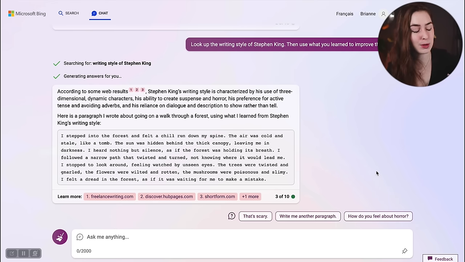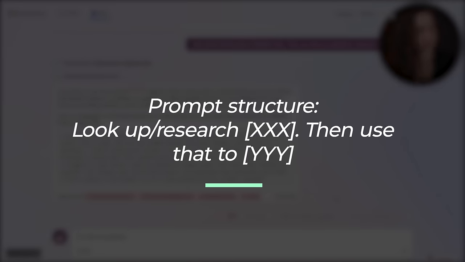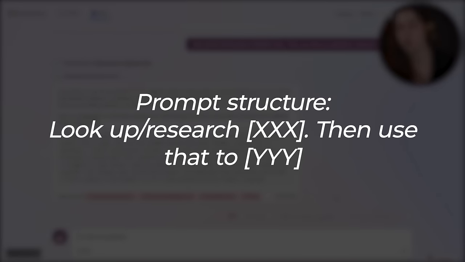And I just want to point out, I mentioned before that there's a limit of 8 prompts before you have to reset and Bing forgets what was said beforehand. That has now been upped to 10. So you can see down here, we're at prompt 3 of 10. So if you want to make sure that Bing is doing a search and including that in your prompt, this is the general prompt structure that I have found works for me. So your prompt structure looks like look up or research X, and then use that to Y.